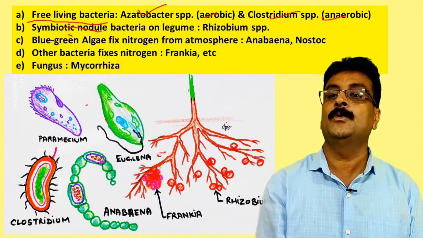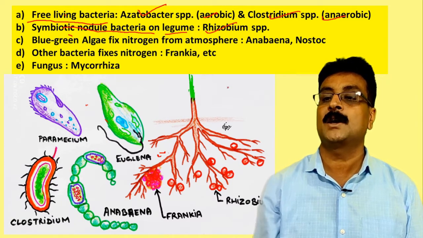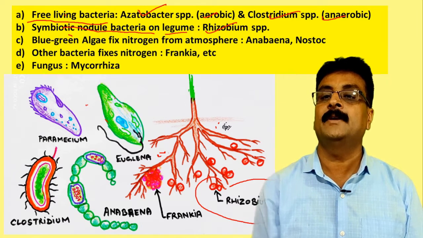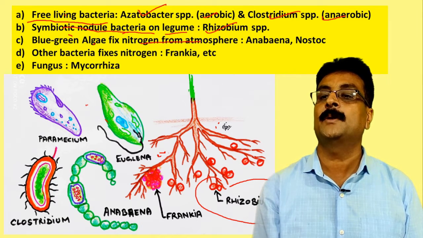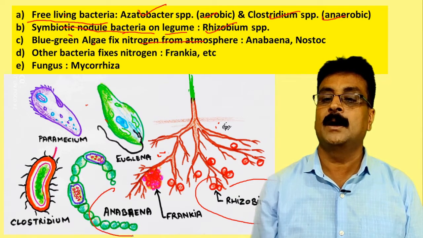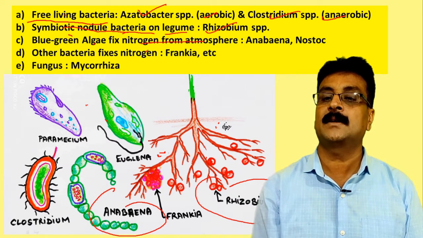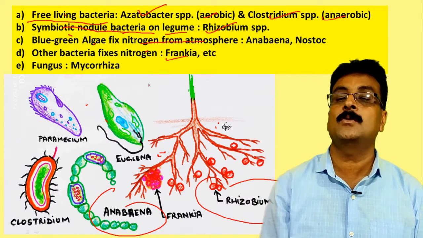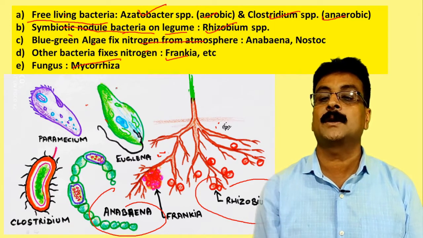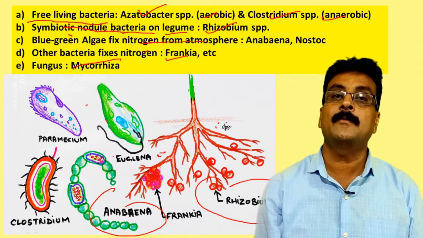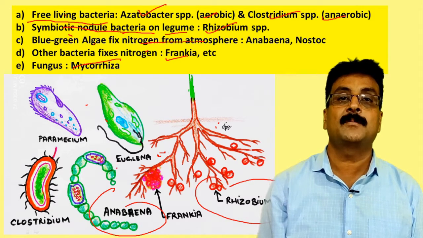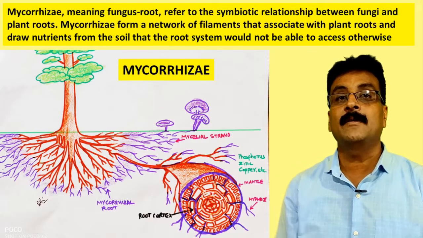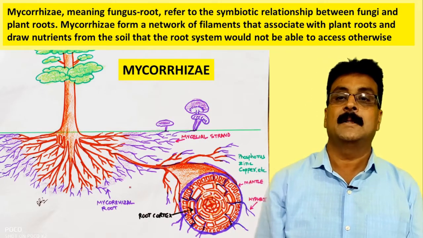Then symbiotic nodule bacteria of legumes are Rhizobium. You can see these are Rhizobium. This is also very important. Then we have blue-green algae which fix nitrogen from the atmosphere, Anabaena or Nostoc, we can see. Then another bacterium is Frankia, which is very important. We can find Frankia in Casuarina also. Then we have fungus like mycorrhiza. All these microflora and fauna are important for the biological property of the soil, because they give nutrients and fix nitrogen. Among these, we have a very good friend in the forest called mycorrhiza.